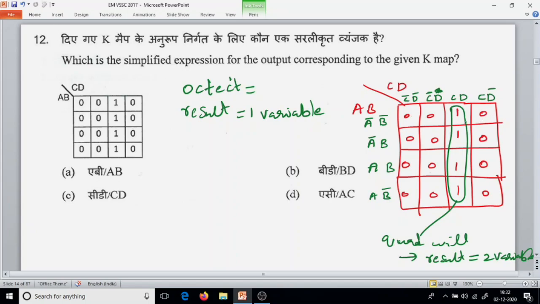Now we are solving the quad. See what happens? These all A bars you see here, when I solve this, all this will get cancelled. How many A bars are there? 2. How many A's? 2. How many B bars? 2. How many B's? 2. These all get cancelled, and it will be left with CD. So the answer is option C, CD.